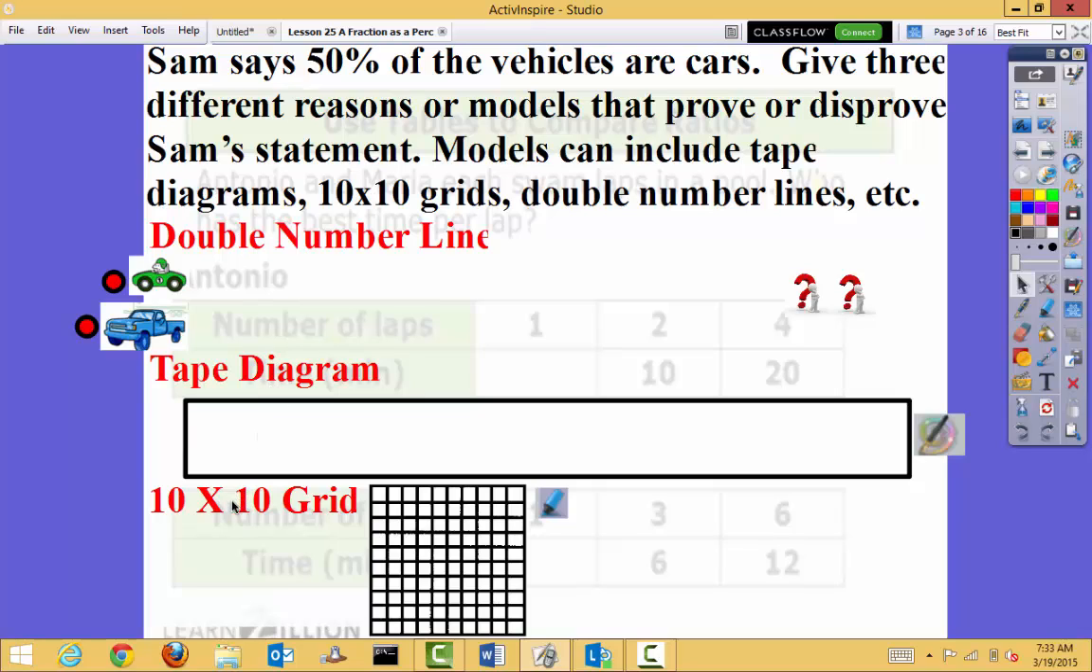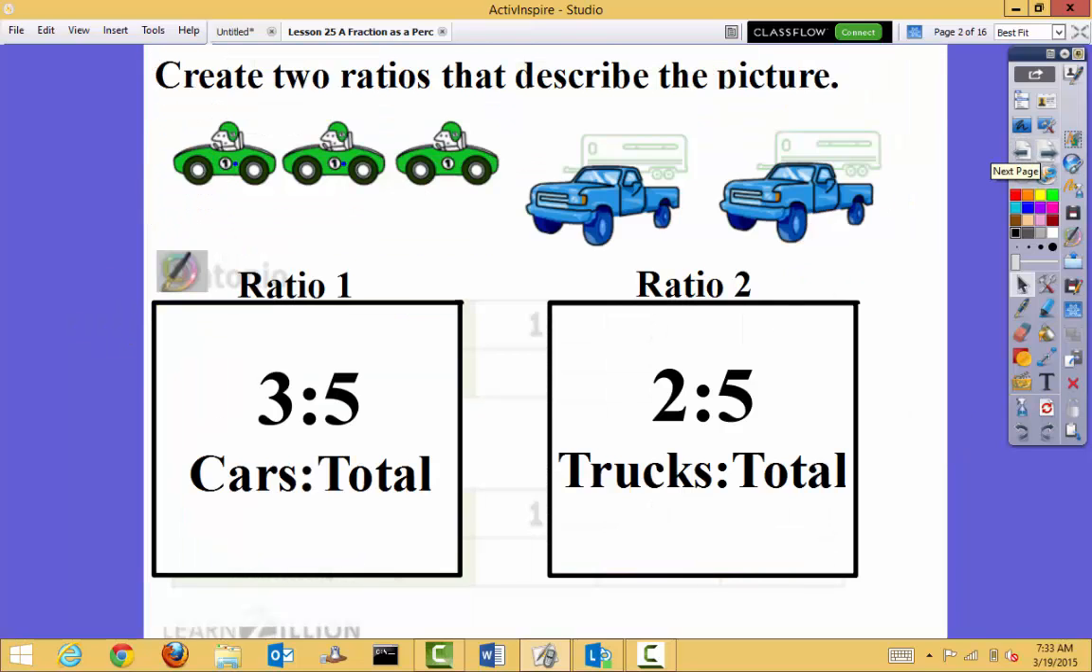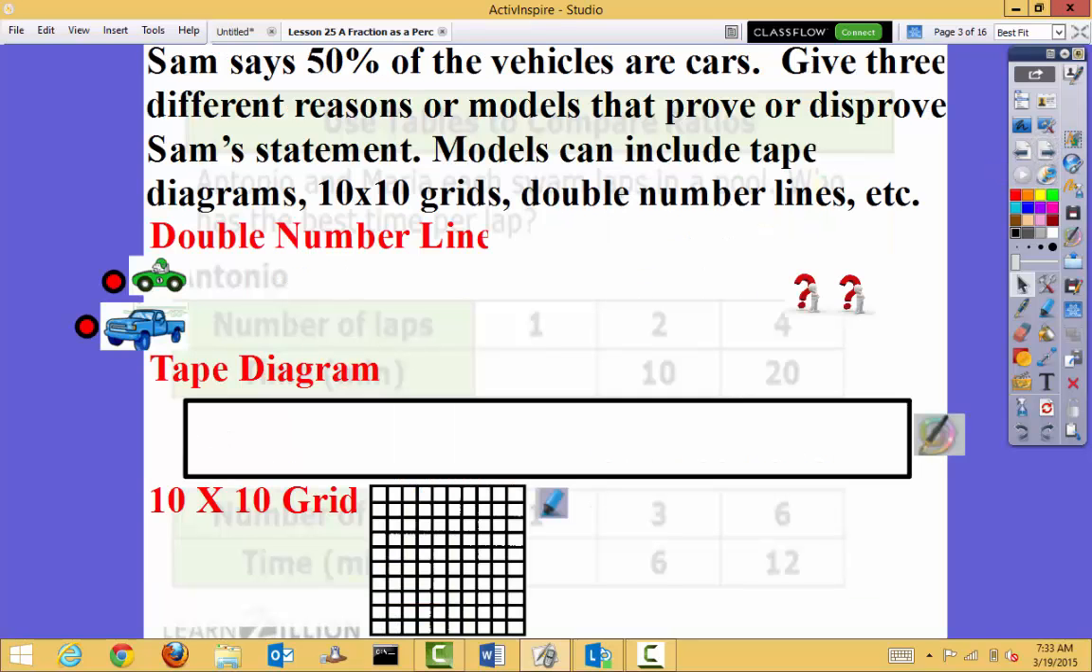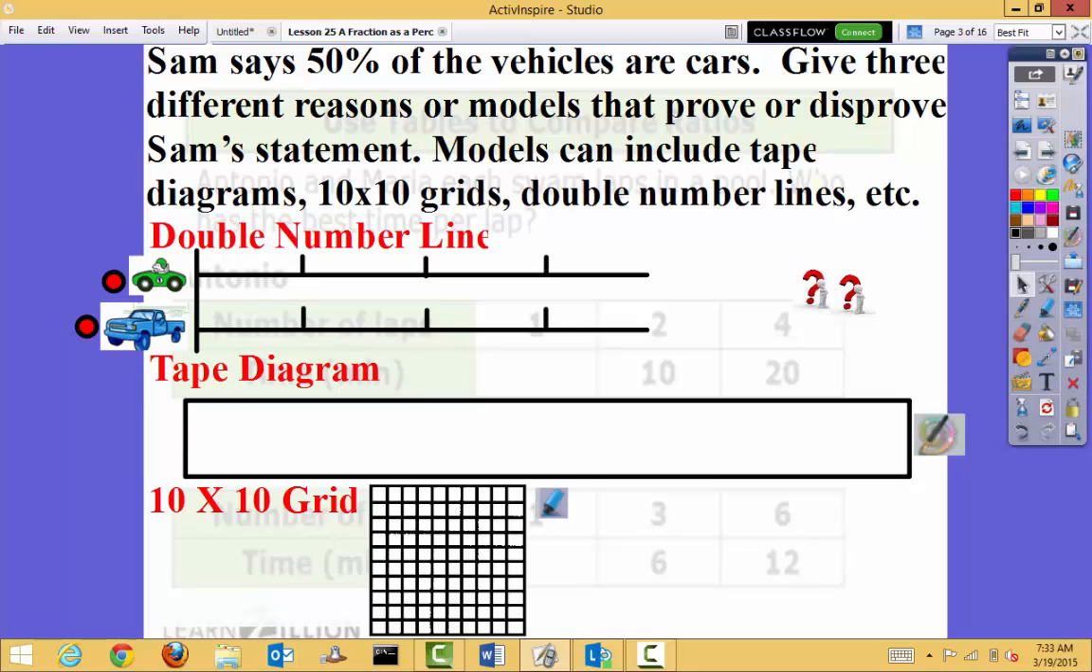So what do we start off with? Well, he's saying 50% are cars. That means half. I can easily look and see, well, I know it shouldn't be half. So how am I going to prove that? Well, first, I can make a double number line. So what I'm going to do is set my double number line up, and then I'm just going to label it 1, 2, 3, and 1, 2, 3.